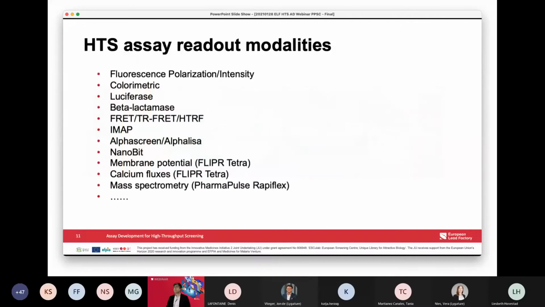There are many readout modalities that one could use. Conventional multimode readers cover many of them, and we can also measure fast kinetics, such as membrane potential and calcium fluxes with FLIPR-based assays. And as I mentioned previously, we recently can also do label-free MALDI-TOF readout in 1536 well-plate format.